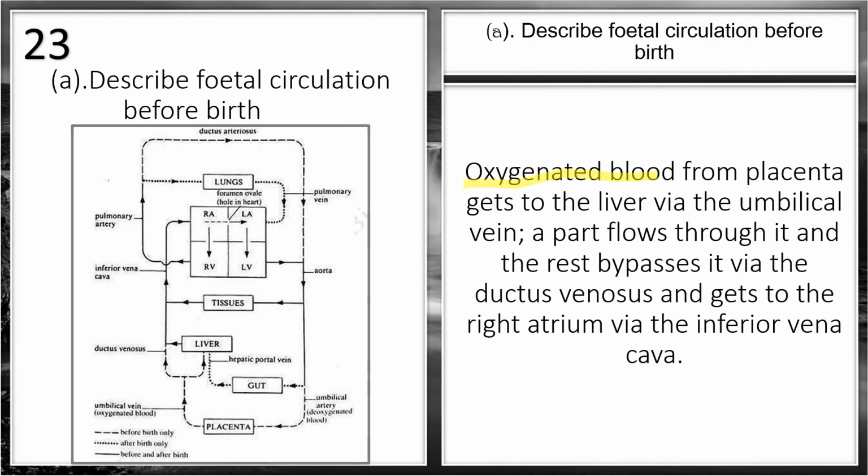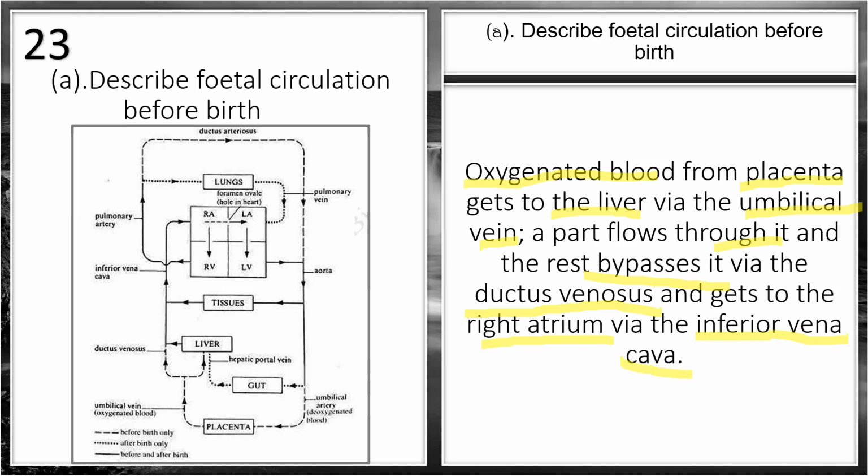Oxygenated blood from the placenta gets to the liver via the umbilical vein. Part flows through it and the rest bypasses it via the ductus venosus and gets to the right atrium via the inferior vena cava.